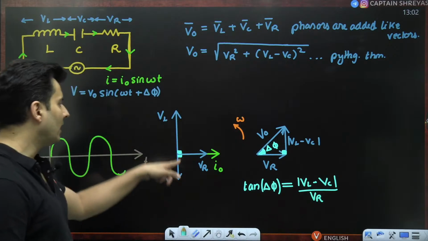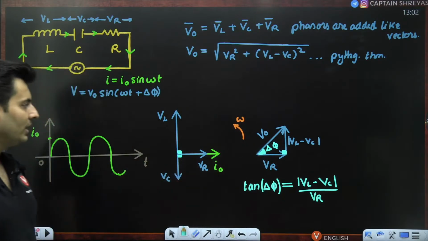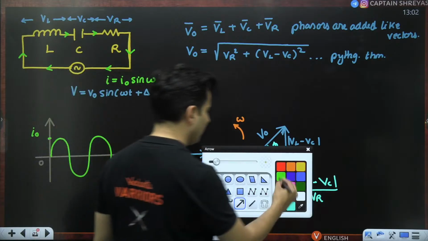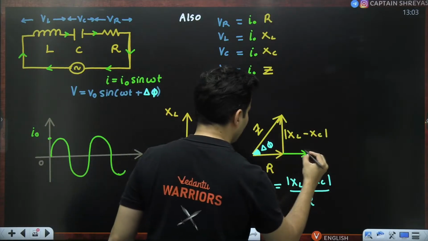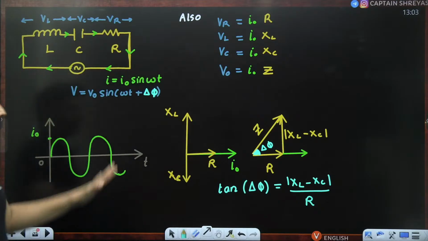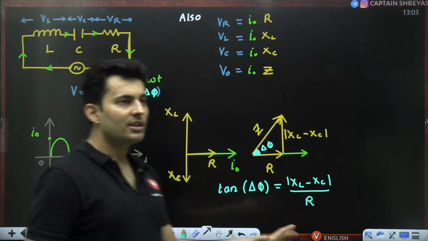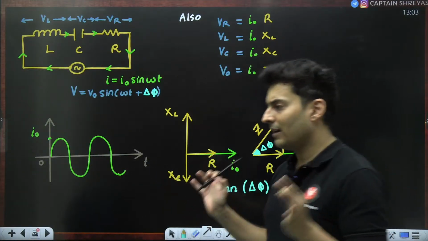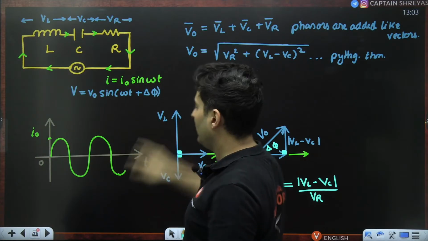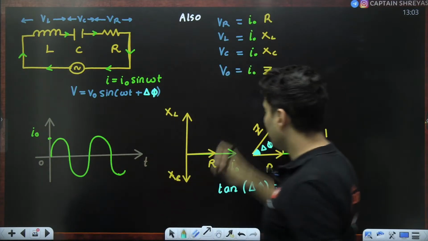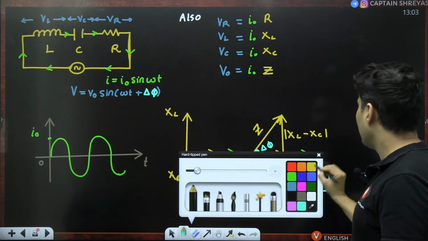So this is how you calculate the phase difference between the voltage and the current. Remember, the current phasor will be over here. This is where your current phasor will be. Is this clear? These equations look very similar if you treat them like vectors. Main thing is this only. Voltages are added like vectors, even impedance is added like vector only.